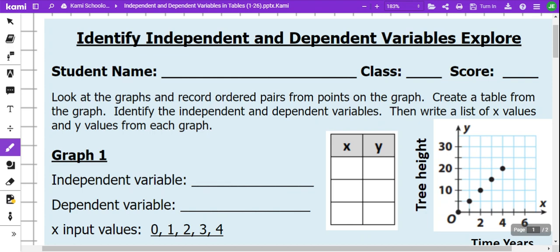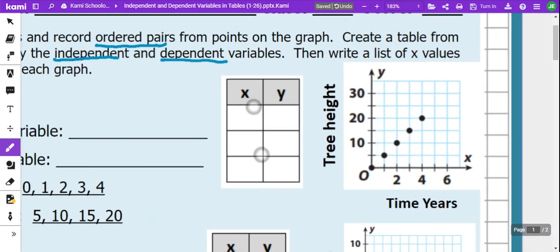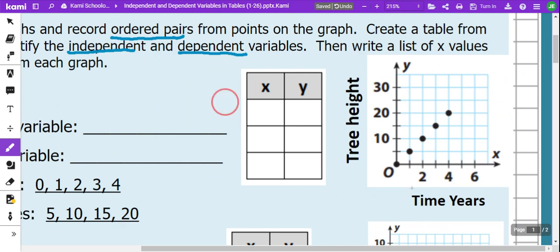Hey, this is Mr. Elmhorst with the sixth grade math help video for the identifying independent and dependent variables homework. We're going to look at the graphs, take a look at the ordered pairs from the graph, and also identify the independent and dependent variables.